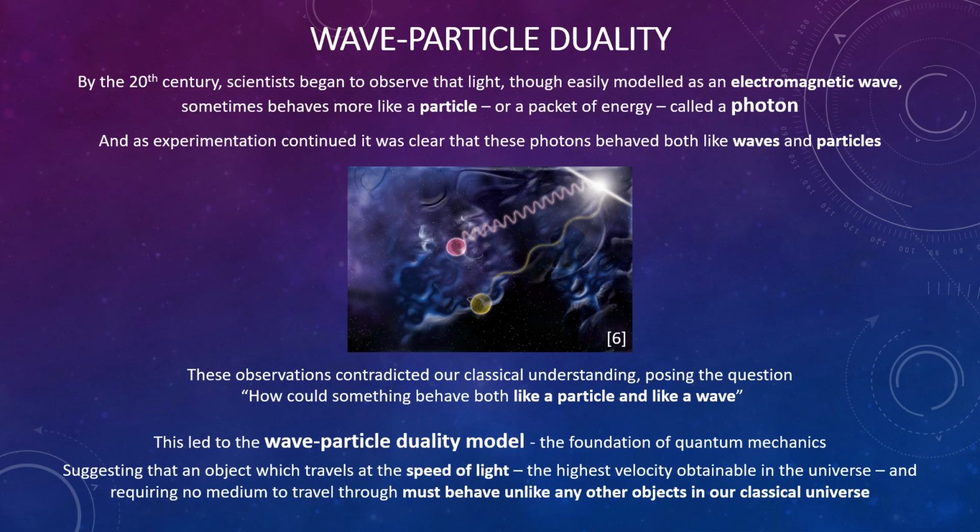This really contradicts our classical understanding of nature, which posed the question: how could something behave like both a particle and a wave? And this was the foundation of quantum mechanics. When we think about light, which is traveling at the speed of light, the fastest velocity that you can go in the universe, and it doesn't even require a medium to go through, it kind of makes sense that light must behave like nothing else that we know of in the universe.